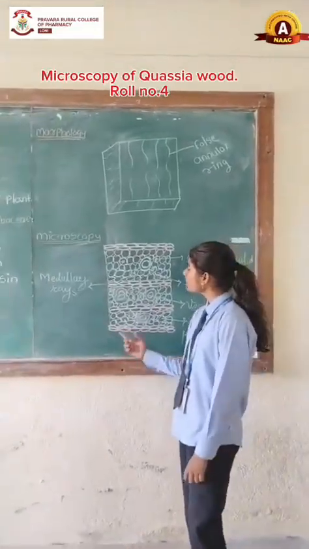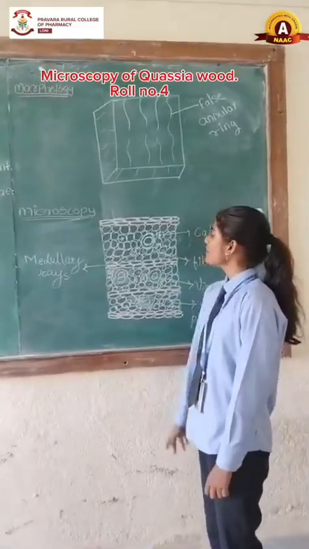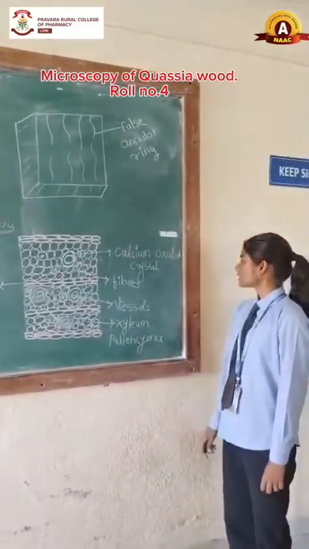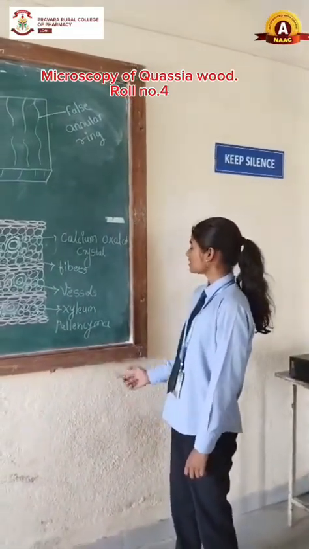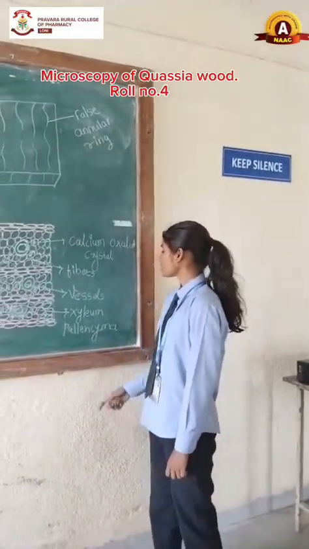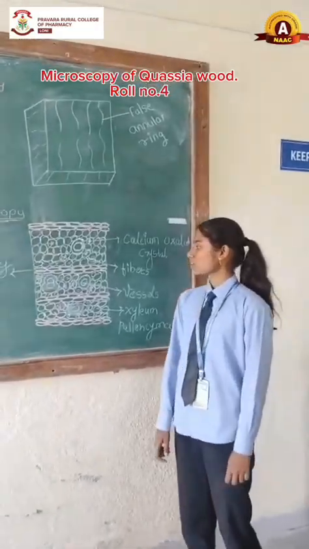It consists of the medullary rays, which are thick-walled living cells, calcium oxalate crystals, fibers, which are hair-like structures, and vessels that consist of void space.